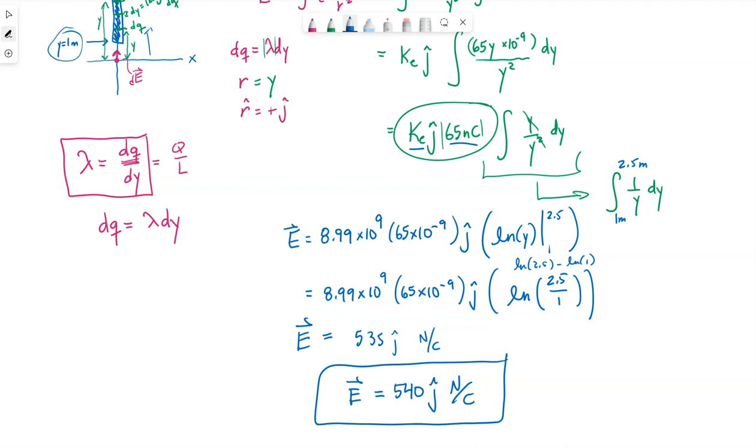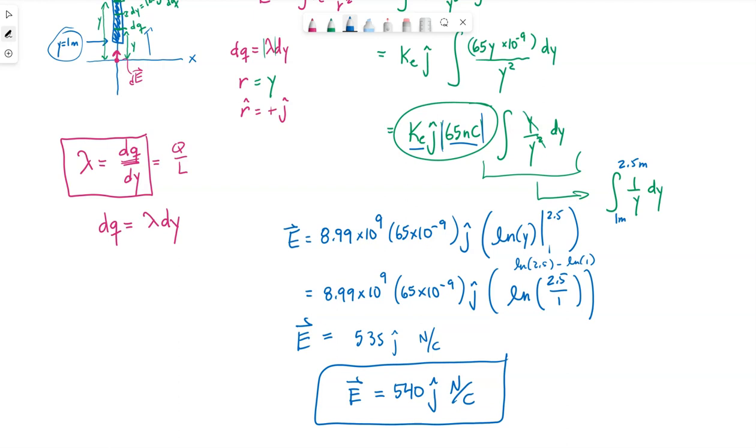Now notice we get the positive answer, the positive j hat direction, and that's because I did the absolute value of the charge. The charge density, remember, was negative. Had I left that in as negative, I would have come up with a negative answer, which would mean the negative direction downwards, which is not correct. So that's why it's good to plug in just the magnitude of the charges or charge densities and make sure you're accounting for the direction properly in your specific problem.